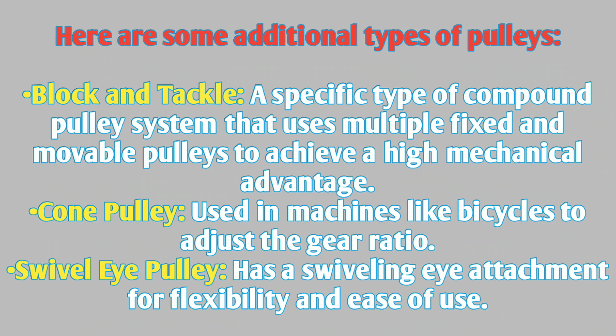Here are some additional types of pulleys. Block and tackle: a specific type of compound pulley system that uses multiple fixed and movable pulleys to achieve a high mechanical advantage. Cone pulley: used in machines like bicycles to adjust the gear ratio. Swivel eye pulley: has a swiveling eye attachment for flexibility and ease of use.